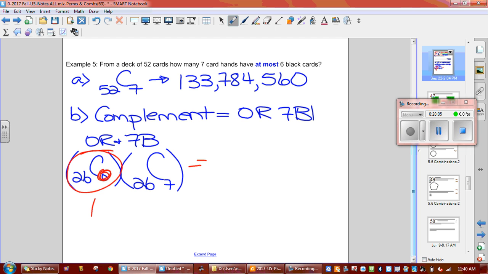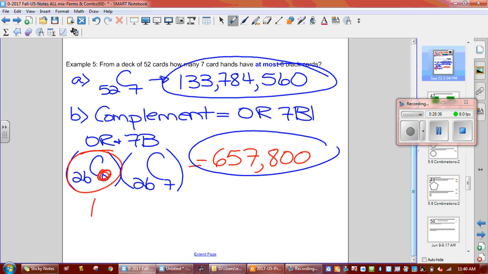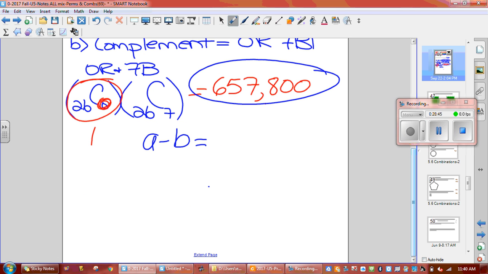Like that? Okay. Now, is that the answer it asked for? No. It asked for the opposite of that. So we have to do A, subtract this complement, and that will give us our actual answer they're looking for. So we're going to take this total I'm circling, and we're going to subtract the red total. Okay, that's what we're doing. We're taking A, subtract B. So 133,126,760. That's what we should end up with for that one.